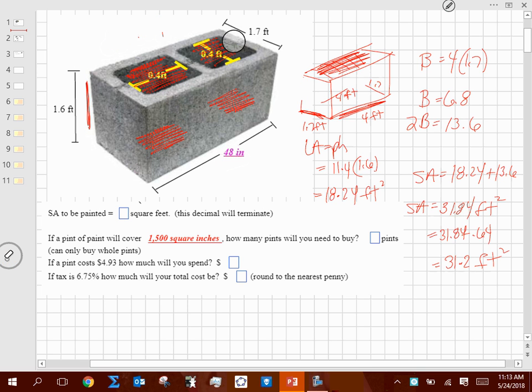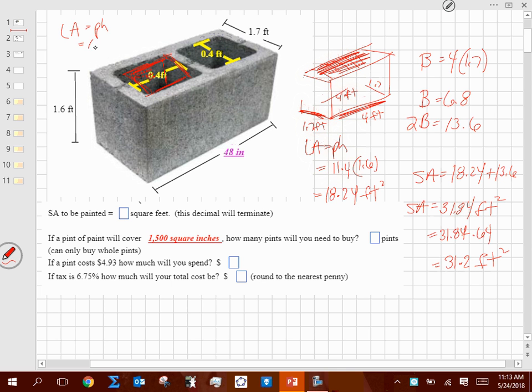But when I put those holes in there, we create these sides. Okay, we have sides all the way through here, and we got to find that lateral area. So that lateral area of those inside is P times H. Perimeter is 0.4 plus 0.4 plus 0.4 plus 0.4. Okay, so that gives me 1.6.